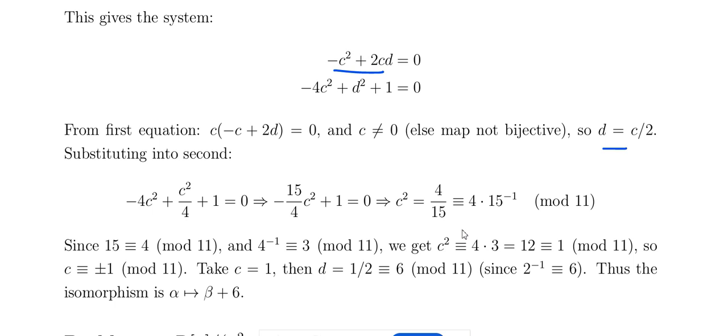It's a very simple calculation. So 2 power minus 1 is congruent to 6. Therefore, from this, what is the conclusion? That an isomorphism exists.